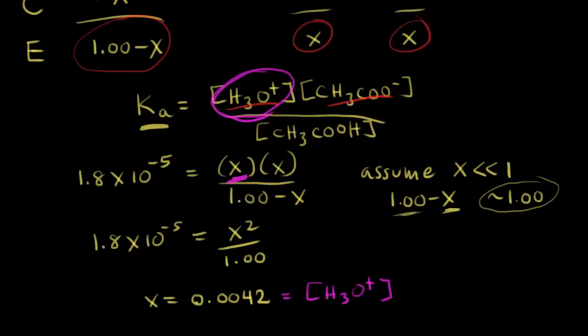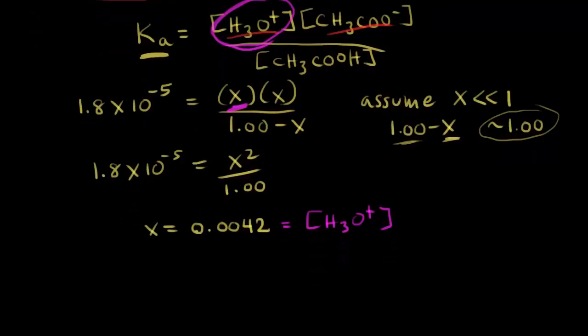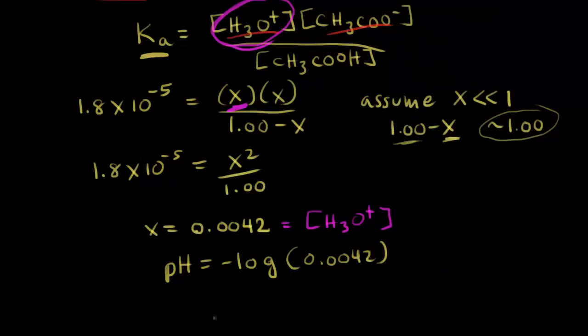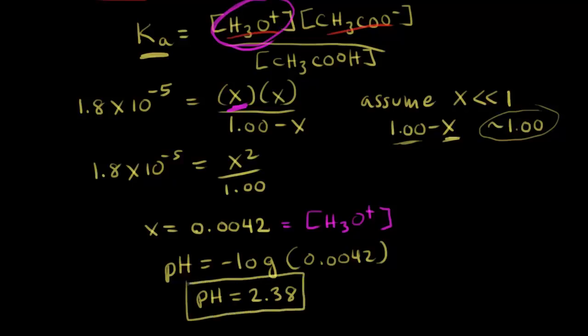Now we can calculate the pH, which was the whole point of the problem. The pH would be equal to the negative log of the concentration of hydronium, so the negative log of 0.0042, and we can use our calculator for that. Taking the negative log of 0.0042 gives us a pH of 2.38. So our pH is 2.38, and that is the pH of our vinegar solution.